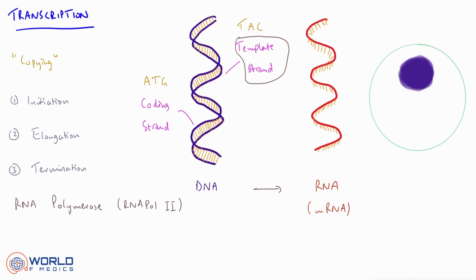Now, transcription occurs inside the nucleus, which is why we've got a cell drawn here. So it occurs inside the nucleus, whereas translation occurs in the cytoplasm. So the mRNA actually needs to leave the nucleus in order to be translated into a protein in the cytoplasm.